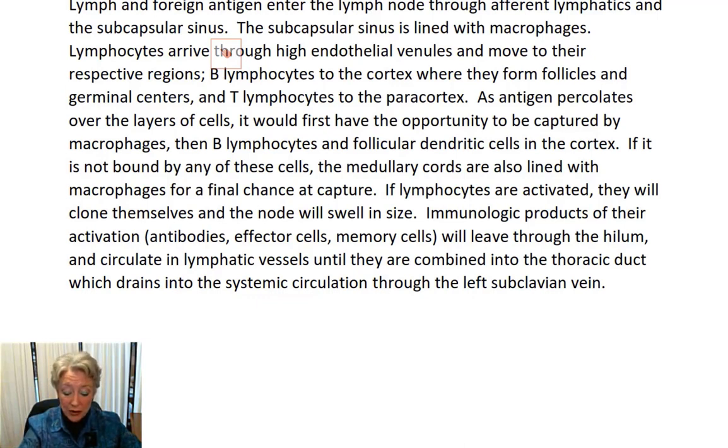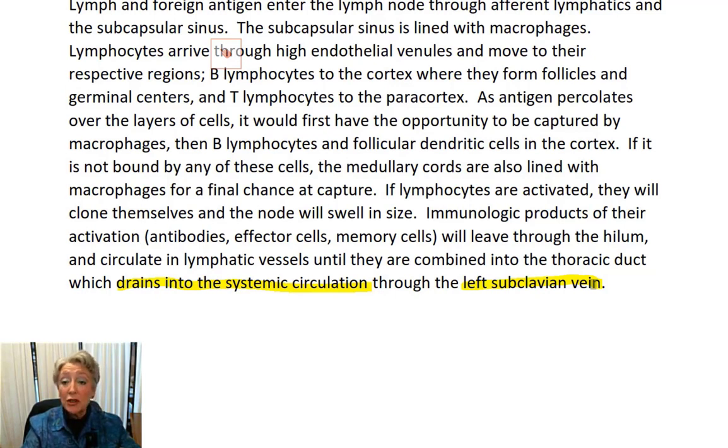takes place. Now, notice that when lymph is done passing through a given lymph node, then it, of course, is going to be continuously filtered out of the hilum of that node and into the efferent lymphatics, which will eventually be taken to the thoracic duct, where they will then be drained into the systemic circulation through the left subclavian vein.